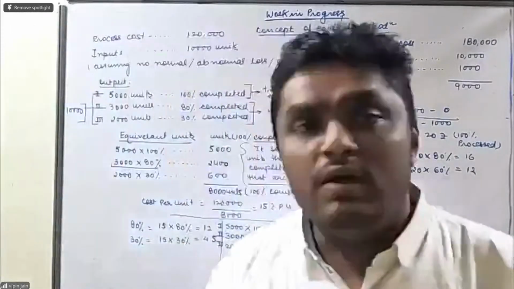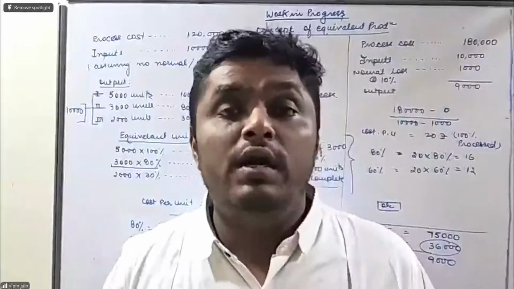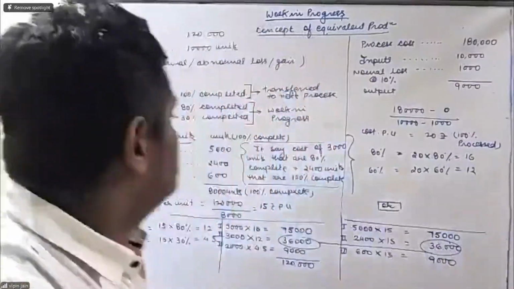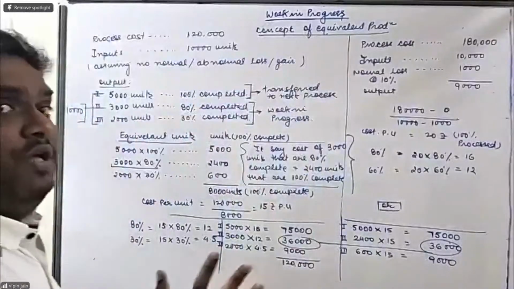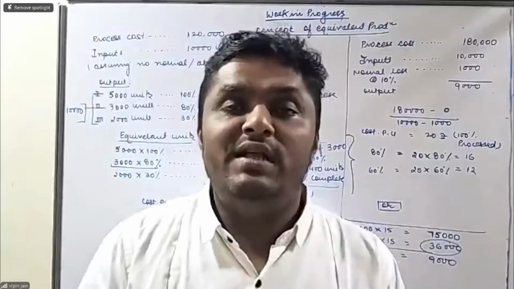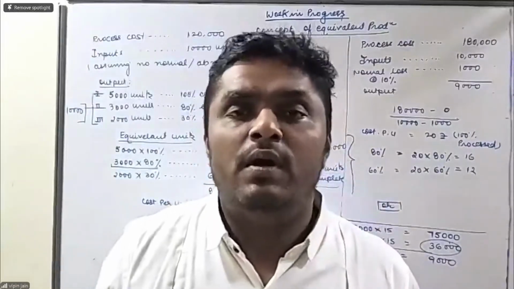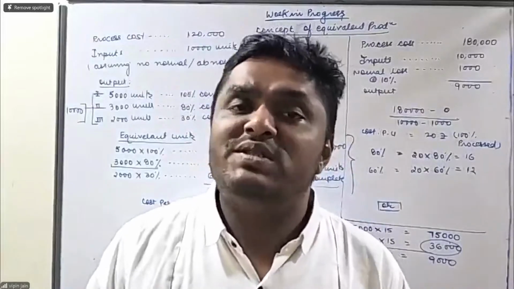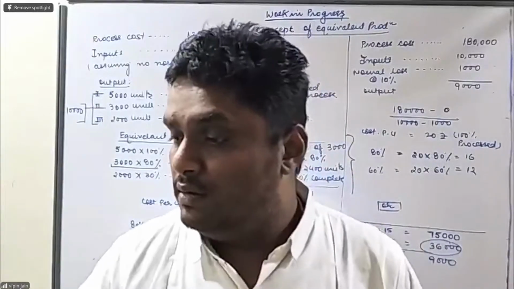See, these 3,000, 2,000 units are not 100% processed. They are semi-processed. They are not 100% finished. They are only 80% finished. If so, it means what? That 3,000 units that are 80% processed, it means what? Proportionately, 2,400 units are processed fully. That's what it is.